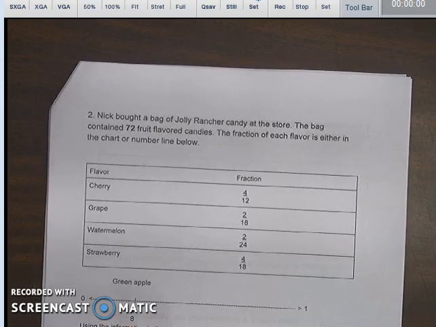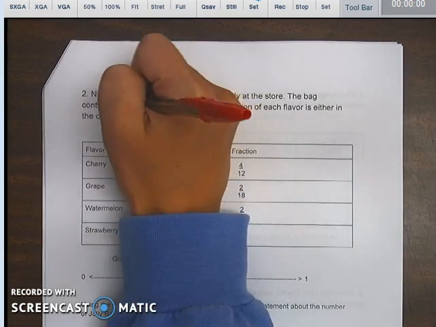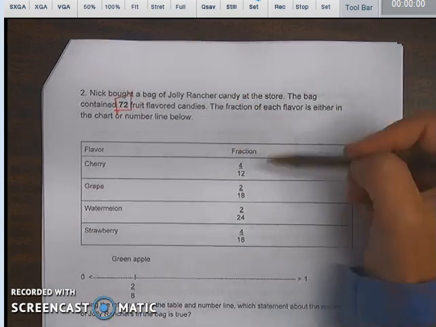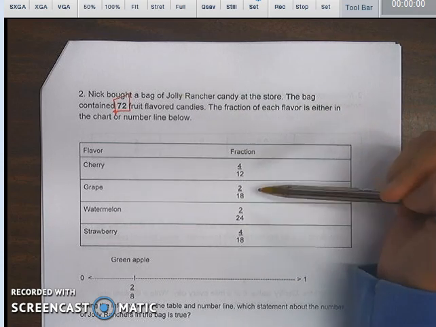All right, number 2. Nick bought a bag of Jolly Rancher candy at the store. The bag contains 72 fruit-flavored candies. The fraction of each flavor is either in the chart or on the number line below. All right, so how many total candies did I have? 72. Okay, I have 4/12. 4/12 of the bag was cherry.